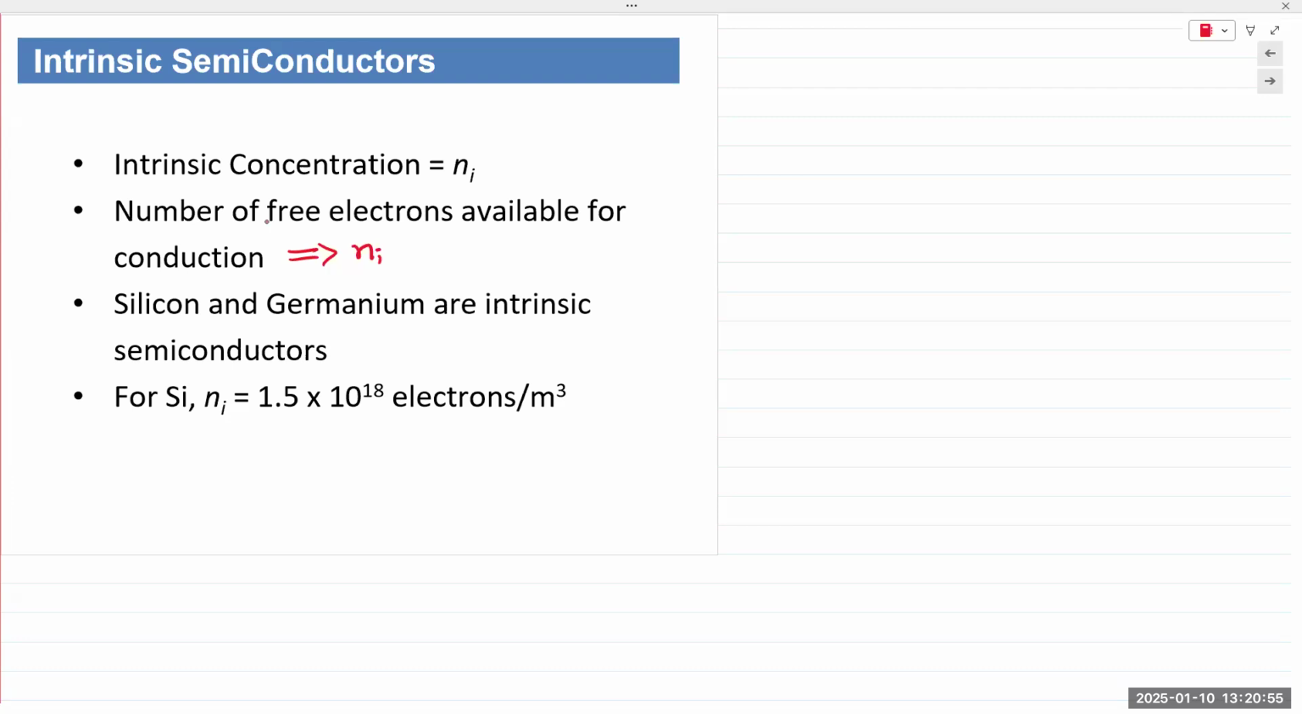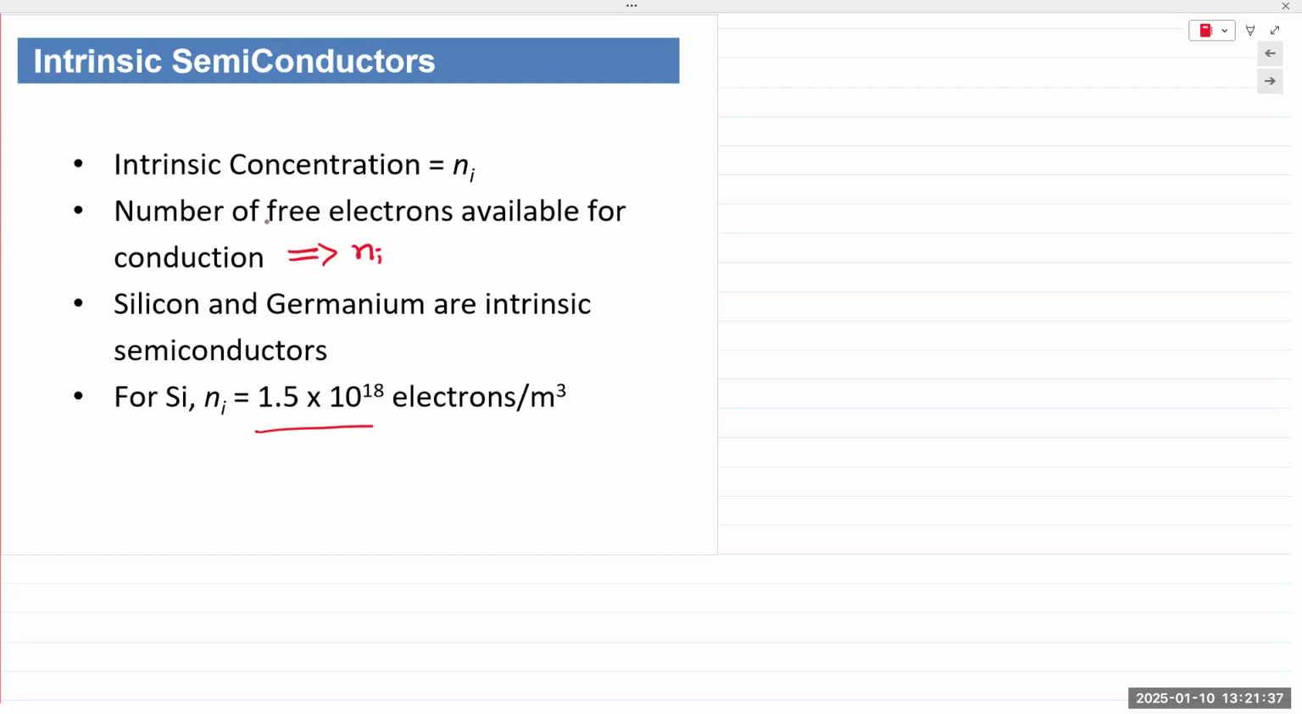So silicon and germanium are intrinsic semiconductors. At room temperature, they have some free electrons available. And the number is 1.5 into 10 raised to 18 atoms, and each atom would have a free number of electrons. So 1.5 into 10 raised to 18 times electrons that are freely available. It seems like a huge number, but actually it's not. Compared to an insulator, it is a large number, but compared to a conductor, any metal, for instance, that's a small number.